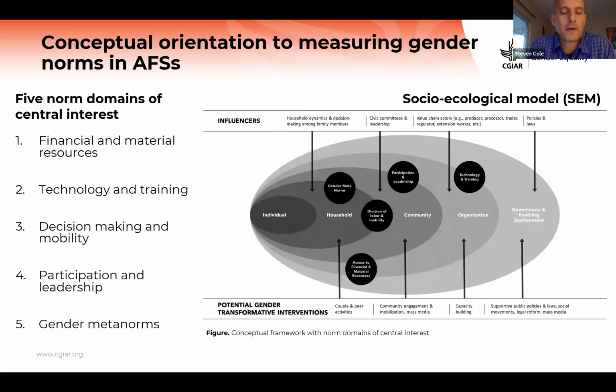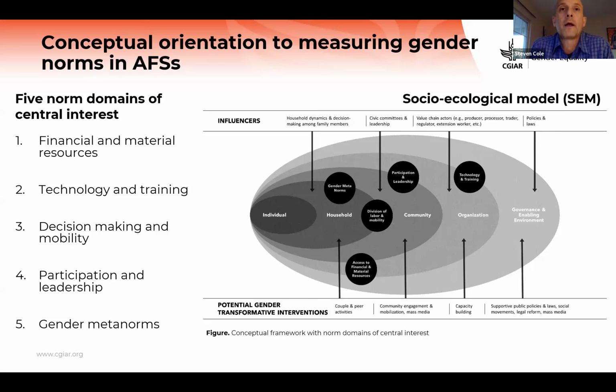A second foundational layer that we consider to measuring gender norms in agri-food systems is the socio-ecological model that recognizes how individuals and their environments interact to influence behaviors and outcomes. In addition to the individual level, here in the diagram on the slide, we identified 4 additional levels in which gender norms that affect those working in agri-food systems operate and are influenced. So the household, community, organization, governance, and environment levels.